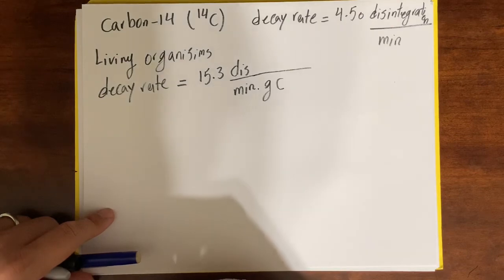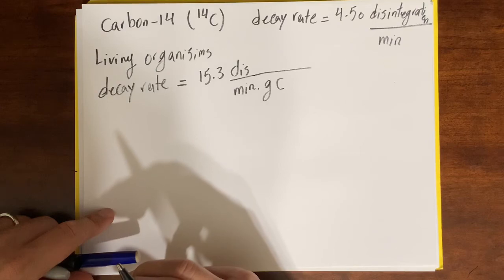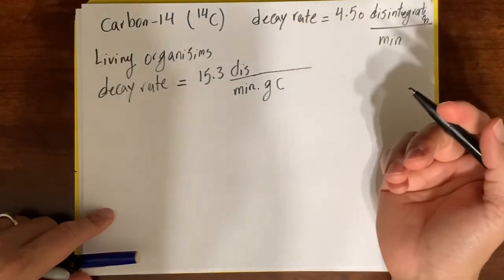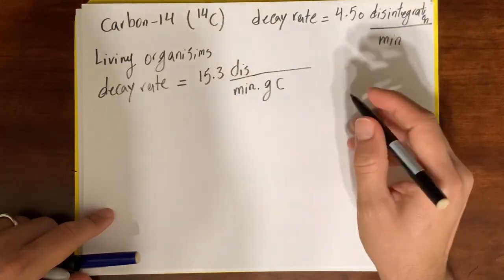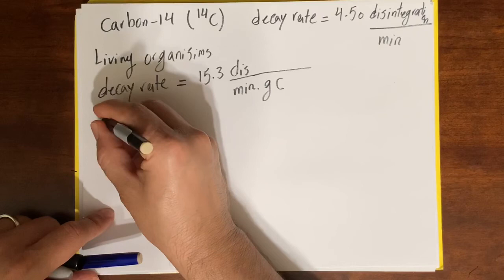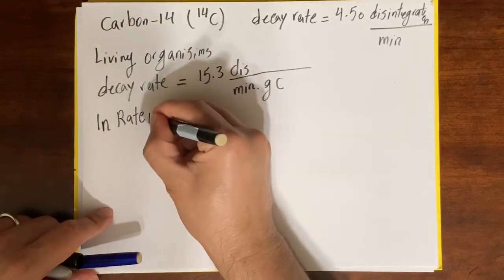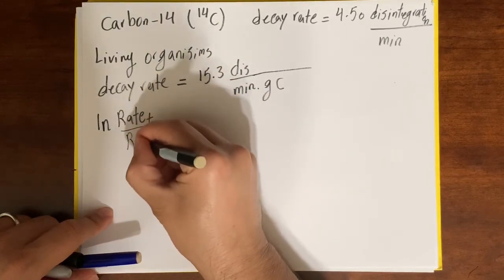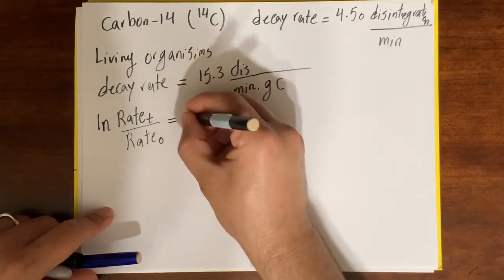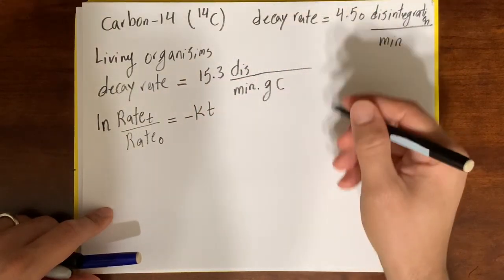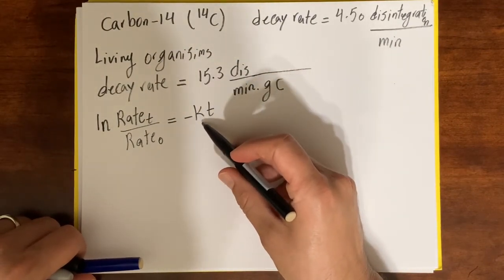Okay, so now the question is going to be, how old is this human being, or that actual bone? How old is that bone? So we are looking for this. We go ln of rate after T divided by rate at the beginning is going to be equal to minus KT. We are looking for T. We want to find T. In order to find T, we need to have a K.